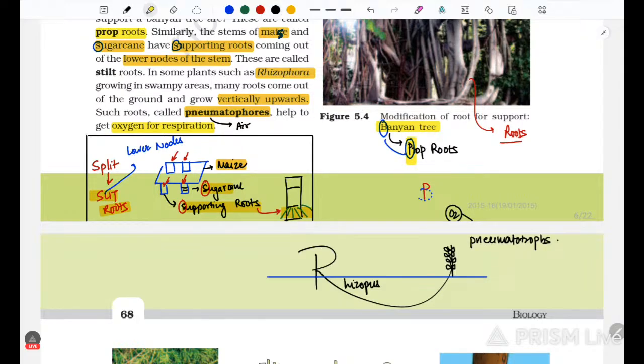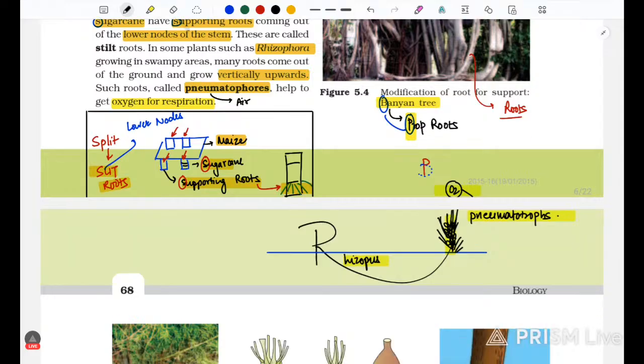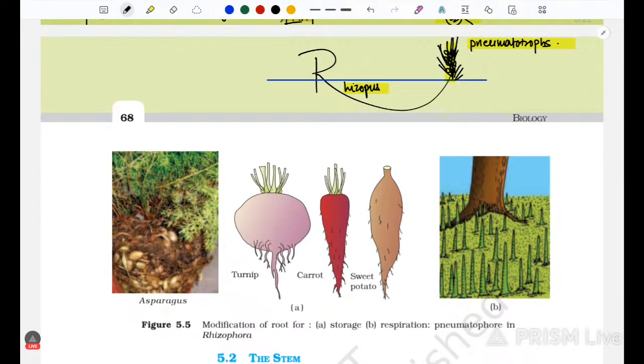They just require oxygen. So this is how we can remember rhizophora. Rhizophora has pneumatophores because it requires oxygen. Clear? Can you see the roots are going to grow upwards, vertically upwards? Easy to remember. Just quickly write down so that we can go on to the next page. Yeah, written. So I request you to please write down side by side.